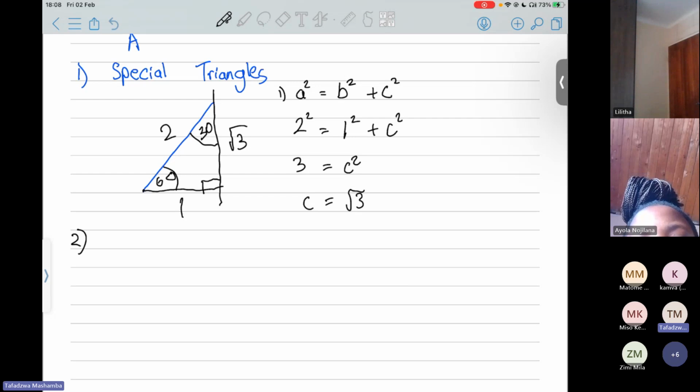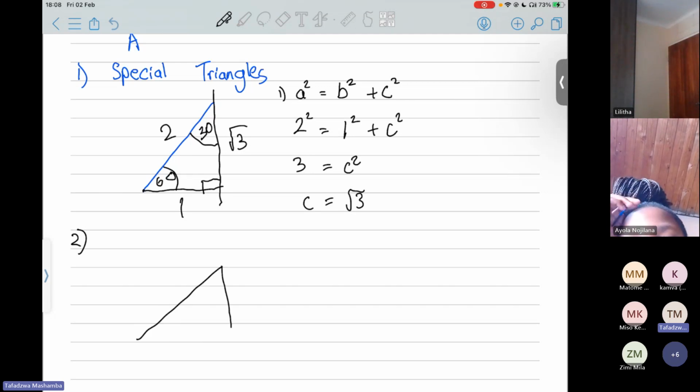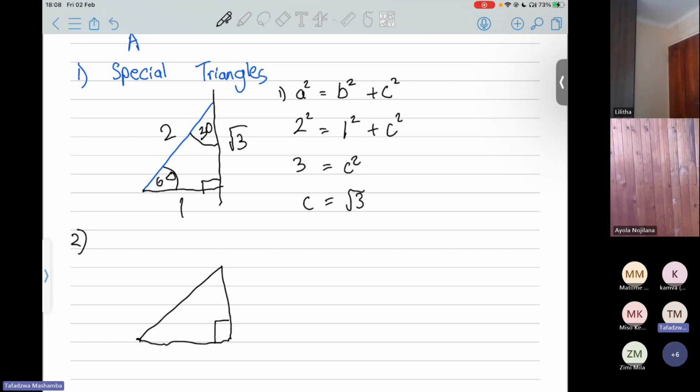So now we go to the second one. For now, I'm just going to touch on these two. I think there's one more that you guys should know, but for now, that's more of a special case, the 0, 0, 1. But the one which I wanted to make sure that I touch on is this 2, 1, square root of 3, and the other one is the 1, 1.